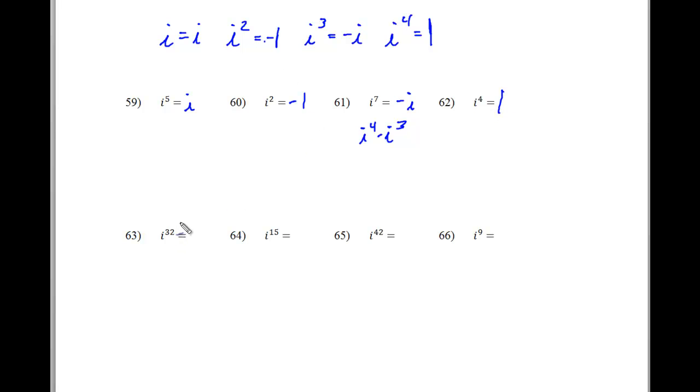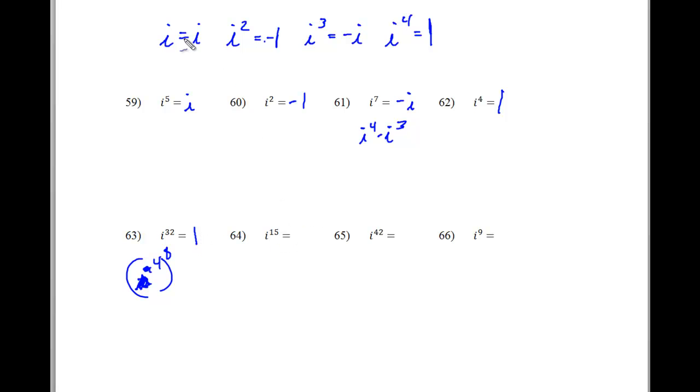But when we get to the 32nd, it just takes some careful counting. 1, 2, 3, 4, 5, 6, 7, 8, 9, 10, 11, 12, 13, 14, 15, 16. Now you see that every time we land on the 4, it's a multiple of 4. So I bet we're going to land here with i to the 32nd power. All right, so here we go. 16, 17, 18, up to 32. So there you go. i to the 32nd power is 1. Or i to the 4th raised to the 8th power. 8 times 4 is 32. Or 1 to the 8th power is 1.